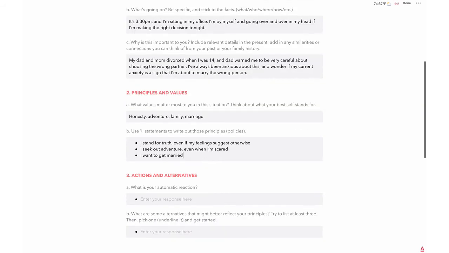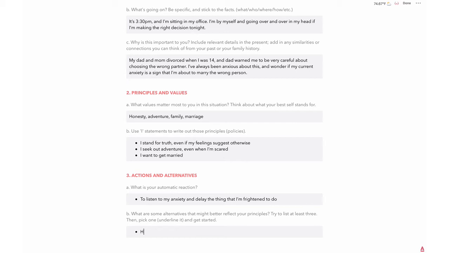3, A, for actions and alternatives. In general, when you get anxious, specifically in this scenario, it would be some sort of a commitment issue. What is your general automatic reaction? So in this case, it might be, I listen to my anxiety and delay the things that I'm frightened to do. This is what you usually do. Now here's the key. B, what are some alternatives that might better reflect your principles, the principles you laid out in step 2? So these alternative actions should feel like a stretch for you. They shouldn't be so comfortable, but they are tied to your higher thinking.